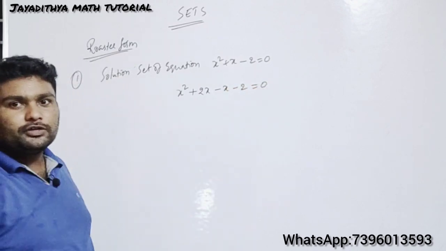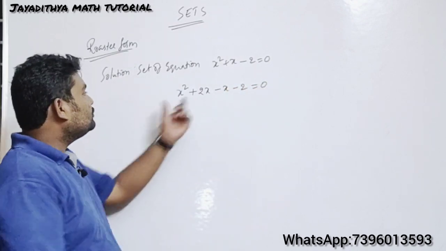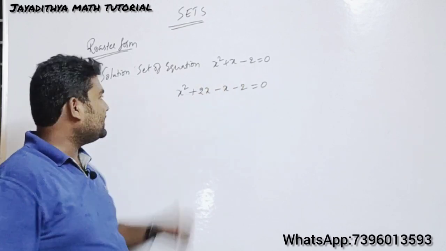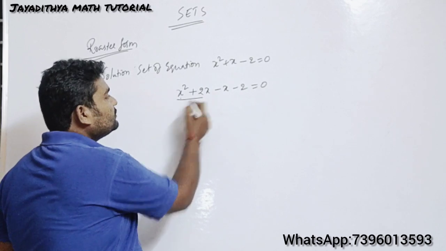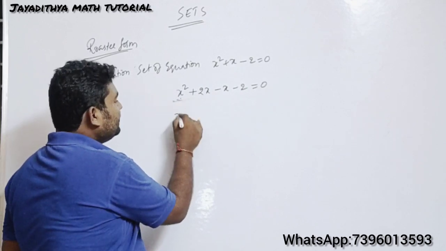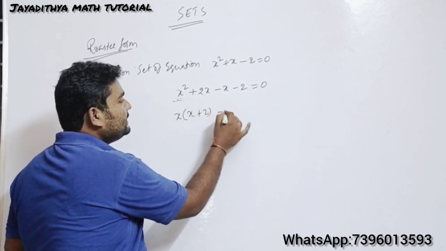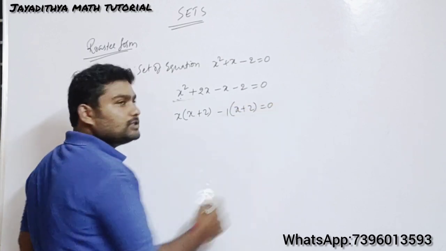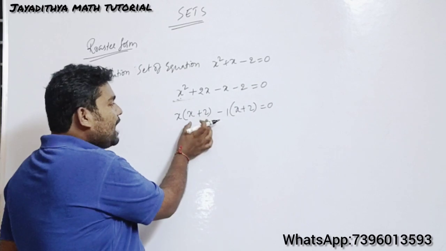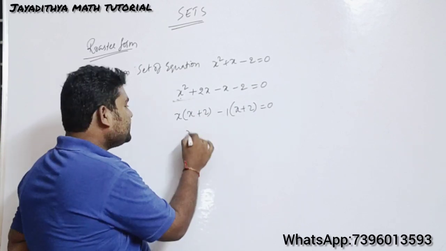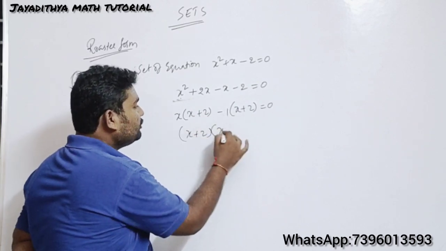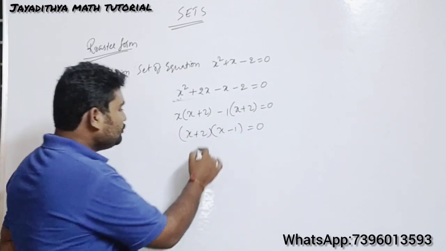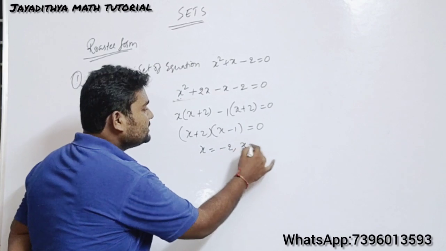You know the process of factorization, I think. I am writing it as x square plus 2x minus x minus 2, since 2x minus x is x again. Take x common from the first two terms: I remain with x plus 2. And if I take minus 1 as common from the last two terms, I again remain with x plus 2, which is equal to 0. Take x plus 2 as common, and you will be left with x minus 1 equal to 0. From this, x will be minus 2 and x is equal to 1.